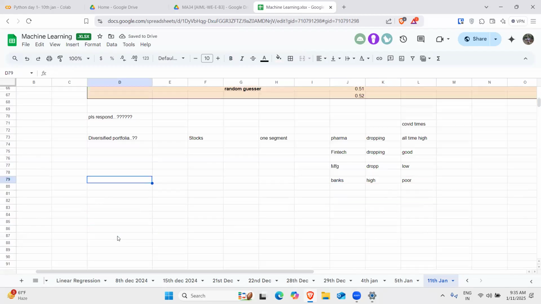Now you'll be asking this question, how do you achieve the diversity, right? So there are a number of ways in which you can bring diversity.